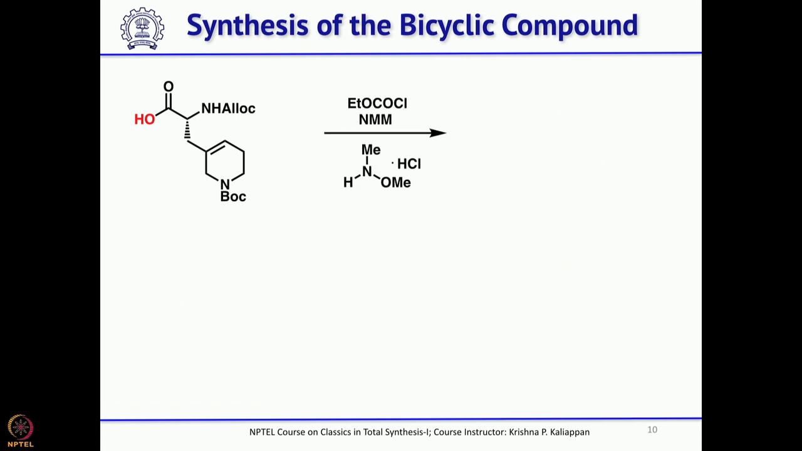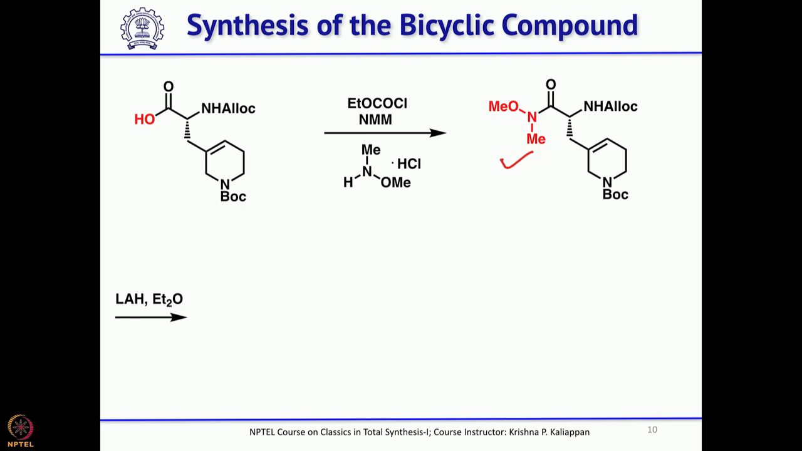What you do, you convert that carboxylic acid into a Weinreb amide. So why is the Weinreb amide required? Because once you have the Weinreb amide, if you treat with reducing agents like LAH or DIBAL, you will get only the corresponding aldehyde. If you treat with Grignard reagent, you get the corresponding ketone. So here what they wanted was an aldehyde. For that, once they made this Weinreb amide, treatment with either DIBAL or LAH gave the corresponding aldehyde.